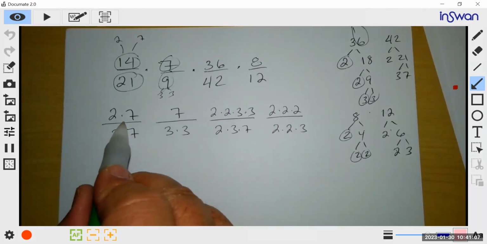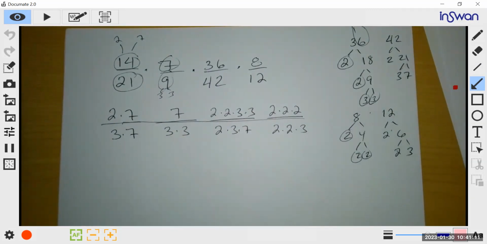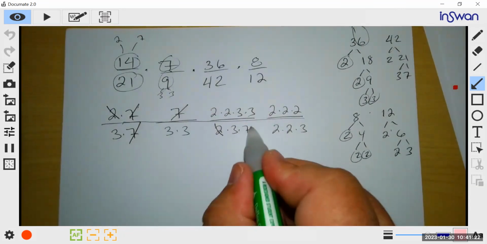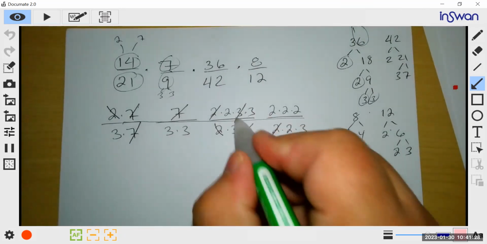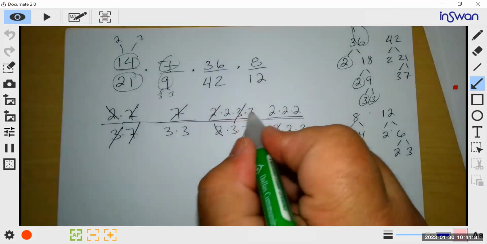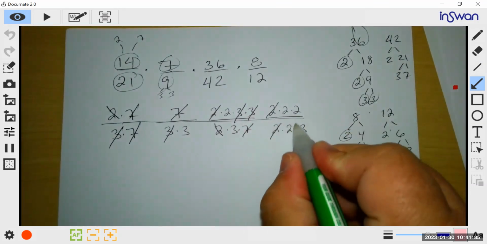Once you get that far, anything on top cancels with anything on the bottom. This 7 and this 7 cancel. This 2 and that 2. This 7 and that 7. That 2, that 2. This 3, this 3. This 3, this 3. That 2, that 2.